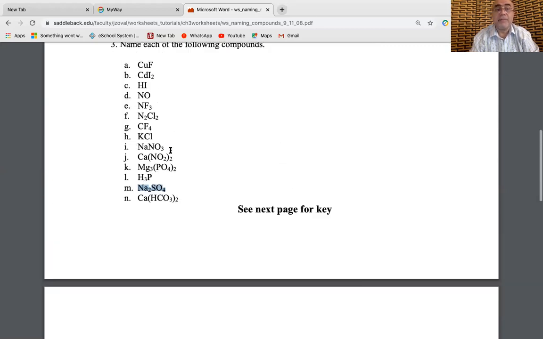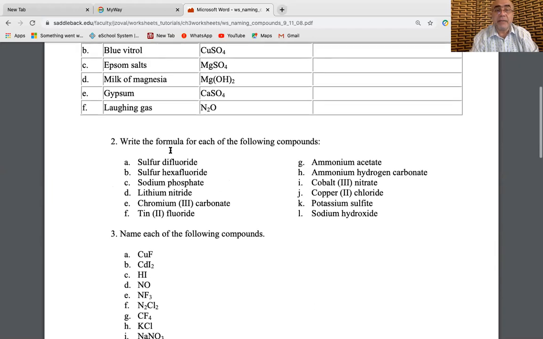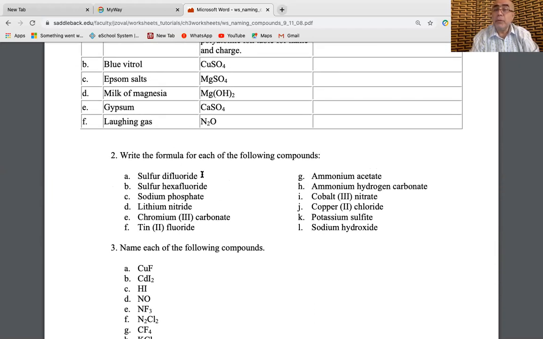Okay, professors, let us start now to mention or to write the formula for these compounds. It's 11 o'clock.